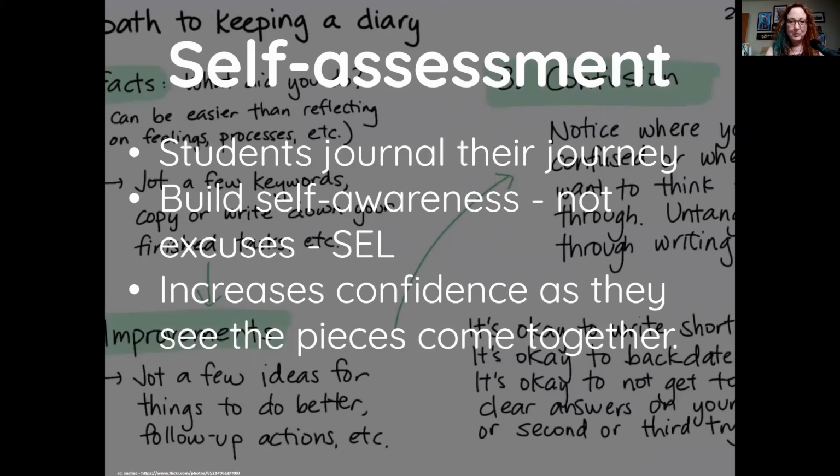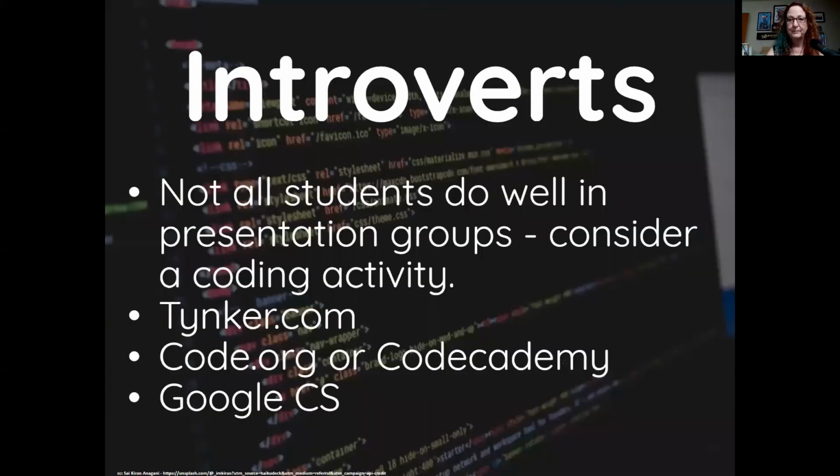Now, the other thing about doing a project is students need to journal their journey. They need to understand themselves in a lot of respects, so that it builds self-awareness and not excuses, which is a very social emotional learning task. But it increases their confidence as they see these pieces come together. It also identifies where they're in need of help, and they can come to you, their professor. They can go to their group and say, I'm struggling with this. We can keep working on it together, but it gives them an idea of where they are at all times.